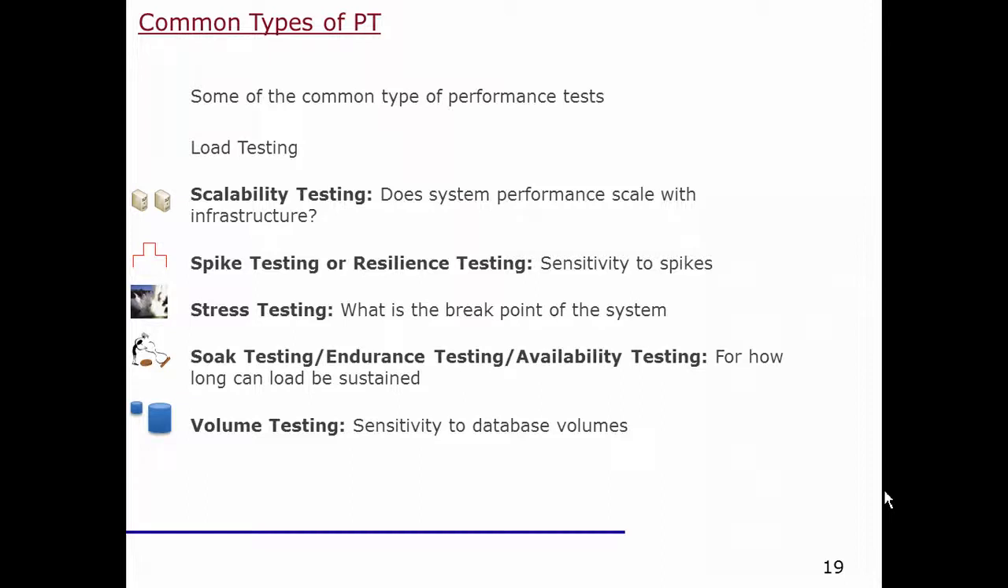Related to that is what we call soak testing or endurance testing, availability testing, especially with 24/7 systems. You want to know how long load can be sustained before the system crashes, either because of a memory leak or because of some other system state where resources keep leaking out. And lastly, you may also want to do volume testing, wherein you want to look at the impact of increasing database volumes on your overall performance.